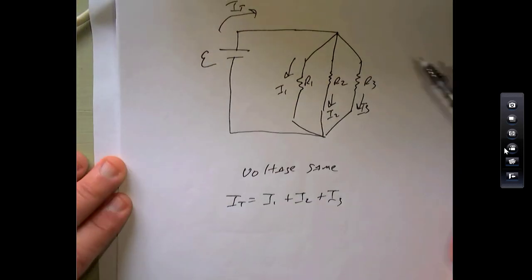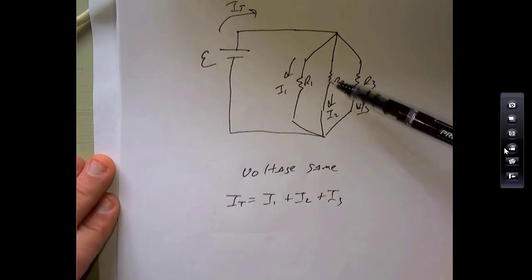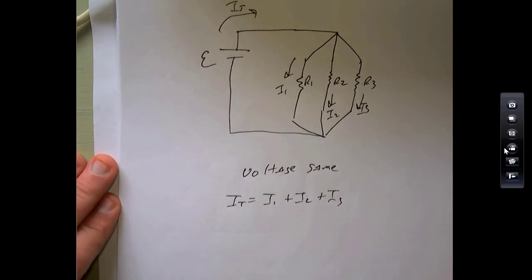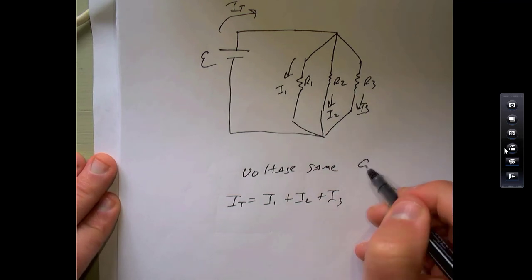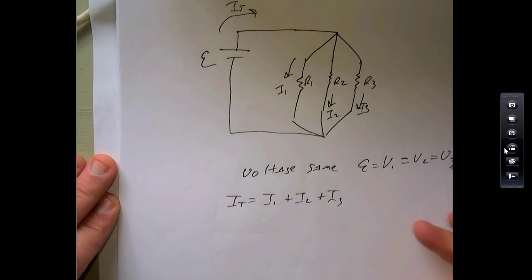But the voltages are the same. So if this is, say, 100 volts, these are all in parallel. This is 100, this is 100, this is 100. So the voltages are all the same, meaning V1 equals V2 equals V3.